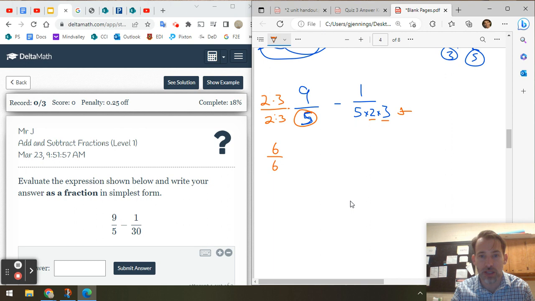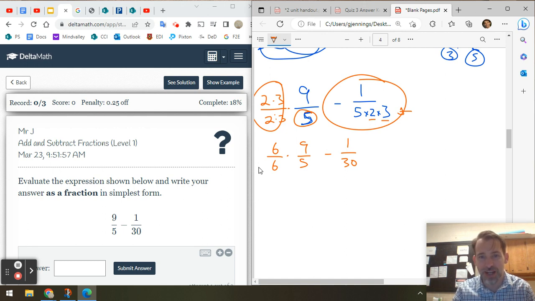So that's 6 over 6 times 9 over 5. I would never write it down as 2 times 3. I'd write it down as 6. Okay, minus 1 over 30. Okay, that's this. It's the original question. Okay, so now let's do this multiplication first before we do this subtraction. 6 times 9 is 54 over 6 times 5 is 30.